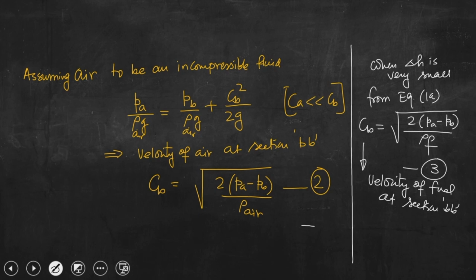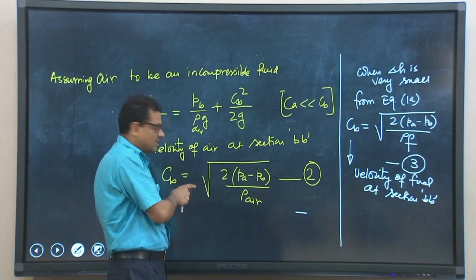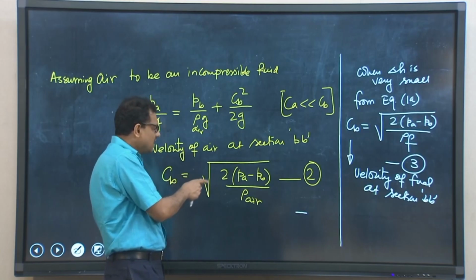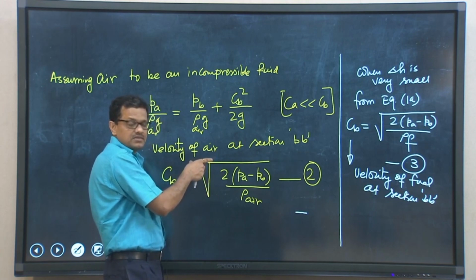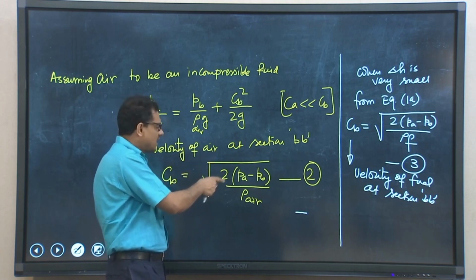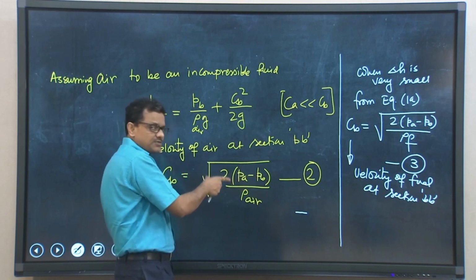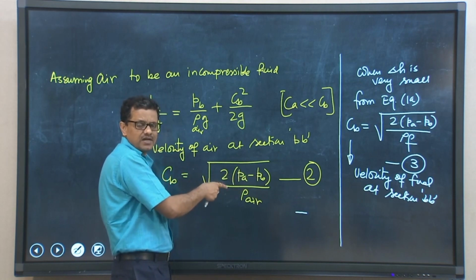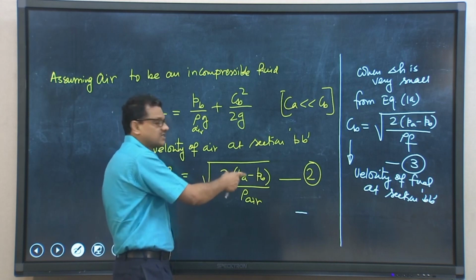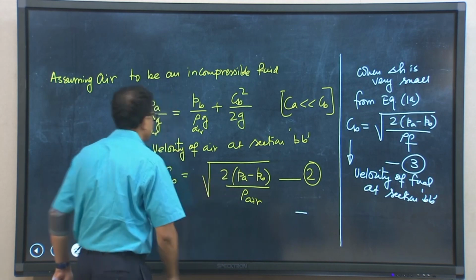Similarly, the mass flow rate of air at section BB is the area at section BB times the density of air at section BB, and this is a function of the pressure drop. So, we can see that for the mass flow rate of fuel and the mass flow rate of air, the ratio is also constant and is a function of delta P, that is P A minus P B.